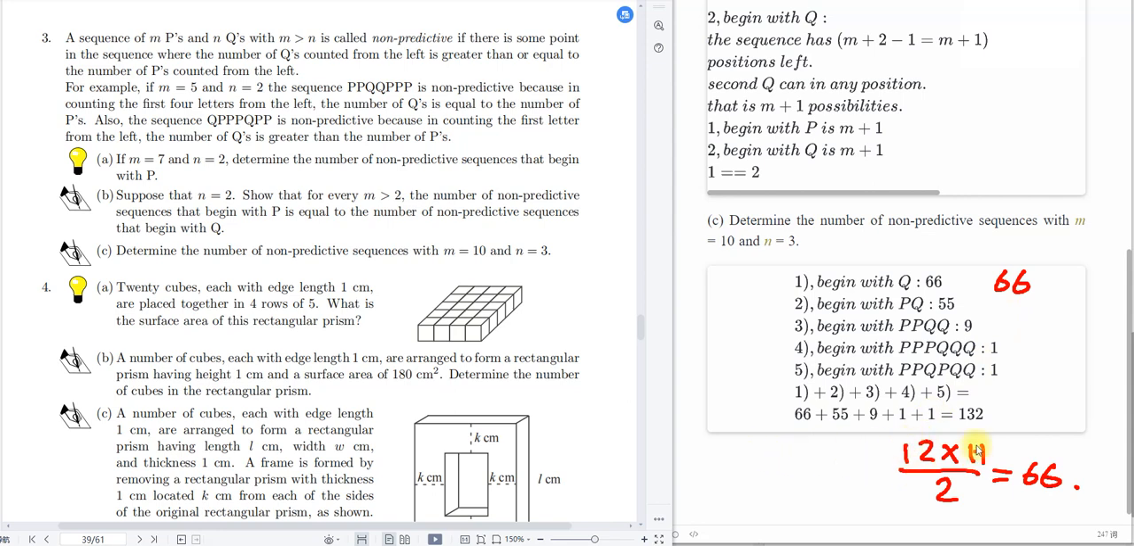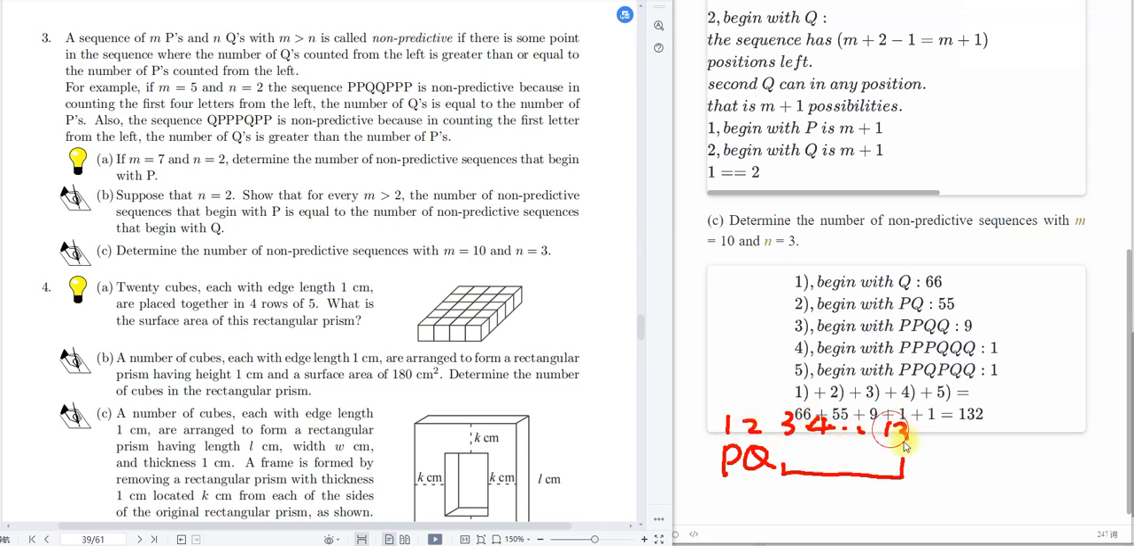Okay, similarly we discuss PQ. Beginning with PQ, it's a non-predictive sequence. So there are 13 positions in total, and 11 positions remaining. So Q can be here, can be here. For the second Q, it's 11 positions. For the third Q, it's 10 positions, and we count it twice. So we have to divide by 2, so it's 55. Okay, so beginning with PQ.